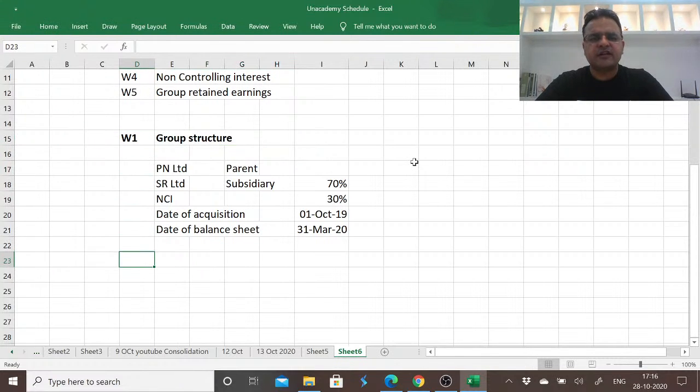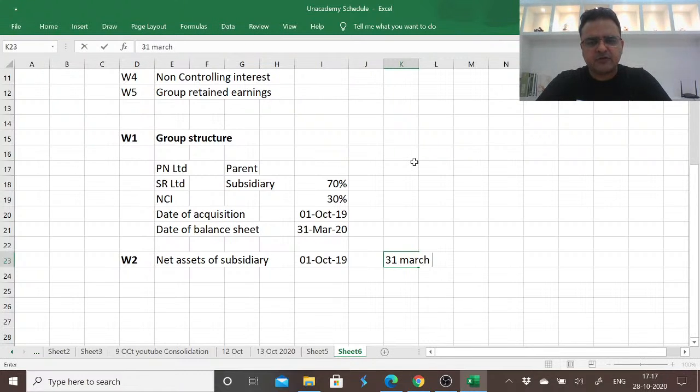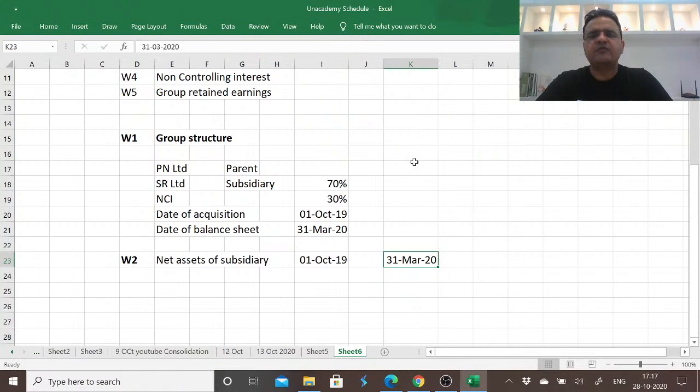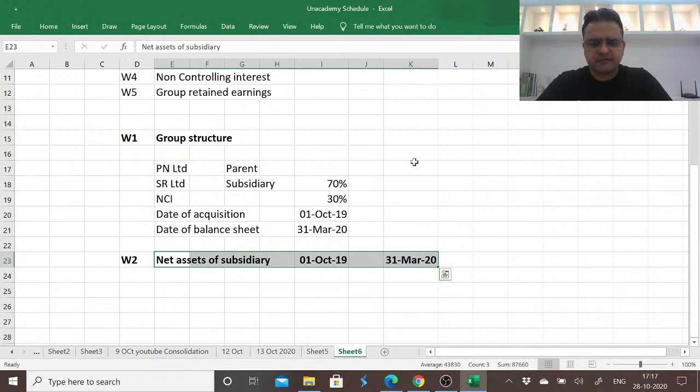So once the group structure is identified, the second thing which is important is we need to know the net assets of subsidiary. We need it on 2 dates. One is date of acquisition, that is 1st October 2019, and the date of balance sheet is 31st March 2020. You can mention the dates directly there so that there is no confusion. We need the net assets of subsidiary on these 2 dates.